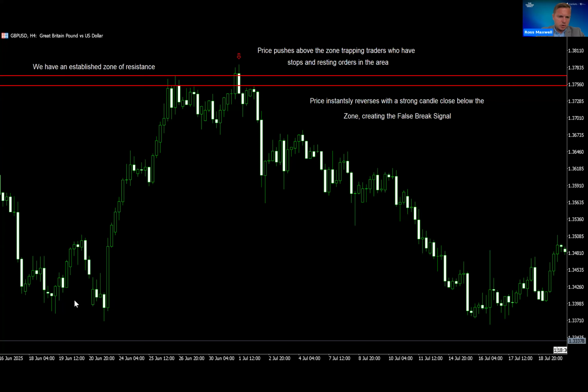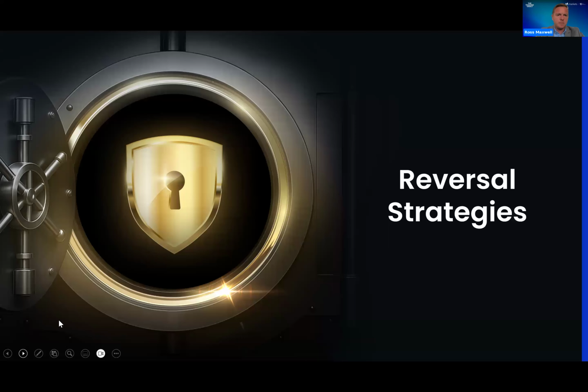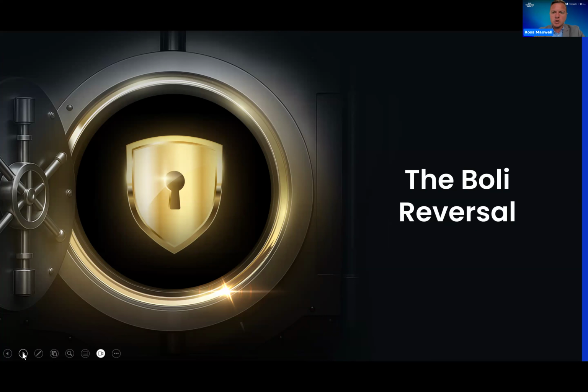Okay, so moving on to the next bit, we're going to now look at two reversal strategies. Rather than just looking for liquidity grabs, we're going to look at what you can do to look for your reversal strategies in the real market environment. So we're going to look at two. One's called the Bolly reversal, and one's called the 1, 2, 3 reversal. Those are my names for them.